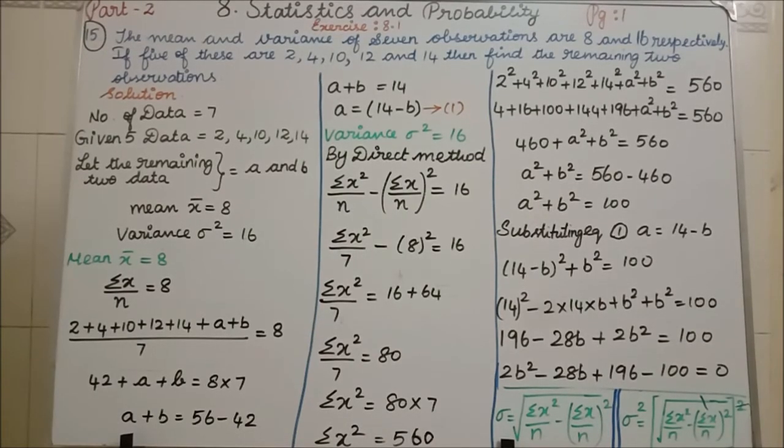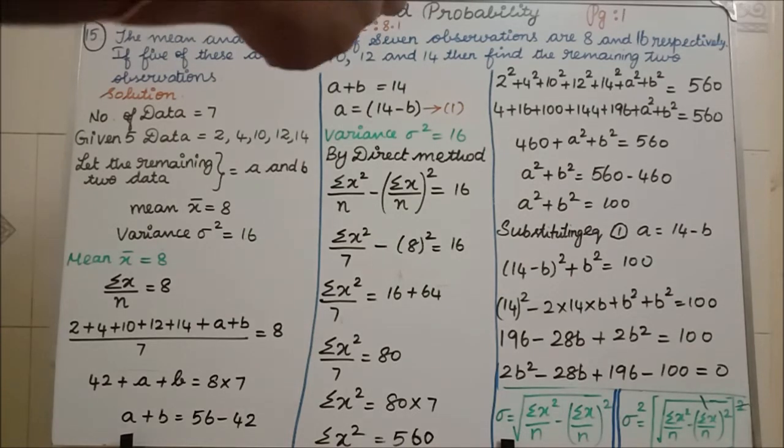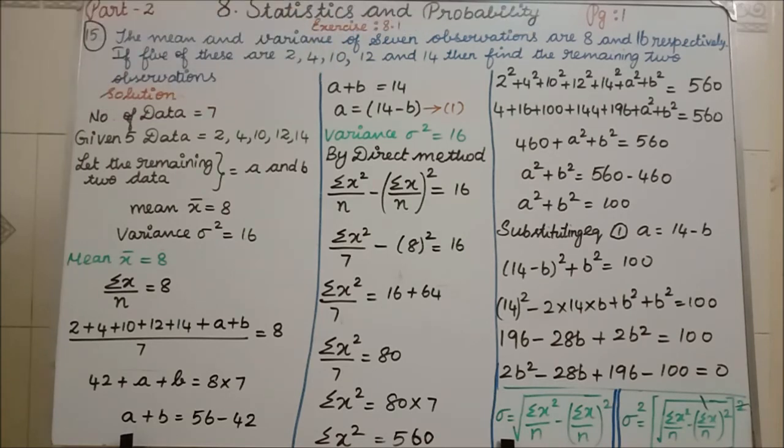Students, next we are going to see the 15th question in exercise 8.1. The mean and variance of 7 observations are 8 and 16 respectively, they are given, which means mean value is 8 and variance value is 16. Clear? If 5 of the observations are 2, 4, 10, 12 and 14, then find the remaining 2 observations. Students, will you be able to understand the question?